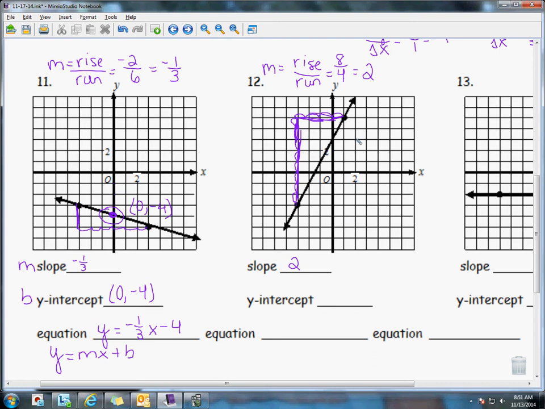Y-intercept is where it crosses the y-axis. That's this point, let's see, right here. It's where my graph crosses the y-axis. And that's at 0, comma, 1, 2, 3. Y-intercept 0, 3. So my equation here is y equals, my slope is 2, x, and then I have plus 3. So remember, slope is your m, y-intercept's the b. You just plug it right into this equation, m and b.